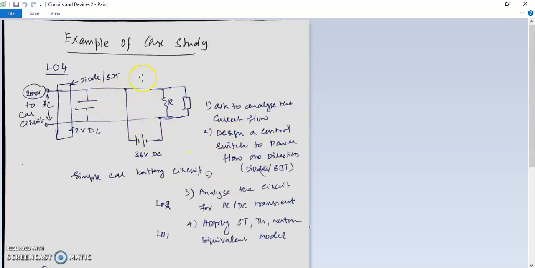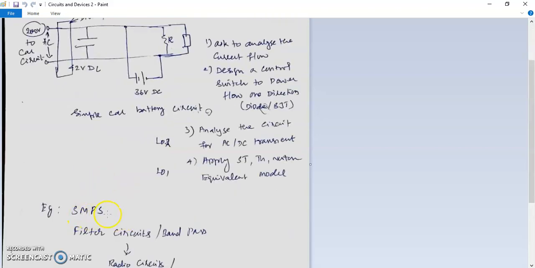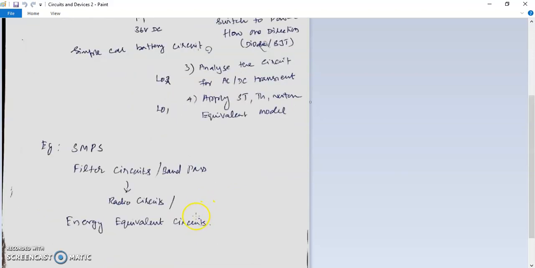You can also ask them to take one part of the circuit and come up with a Thevenin model or a Norton equivalent model to find the open circuit and the short circuit for this given case. The other examples can be an SMPS, a switch mode power supply, or filter circuits, like radio circuits where you want to control a particular band of frequency, and ask them to analyze once again the transient behavior for the given circuit. Or an energy equivalent circuit, meaning that you give a mechanical system or a physical system and ask them to come up with the electrical equivalent circuit, and from it you can ask them to do the Thevenin, Norton, or superposition, or whatever analysis you want.